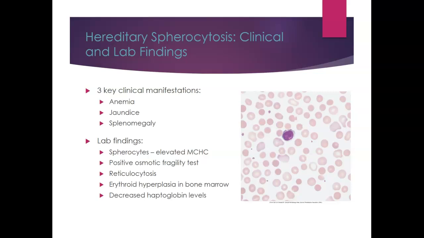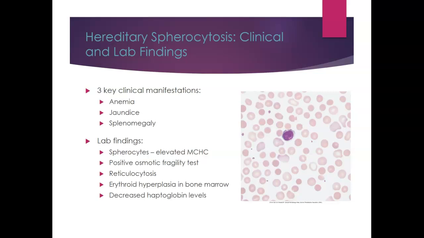We have three clinical manifestations with this. The patient will have anemia. They will have jaundice from the excessive breakdown of the cells, because we saw with the unconjugated to the conjugated bilirubin, that process happening will usually cause the patient to have excess bilirubin as well. And the splenomegaly from having them being sequestered in the spleen.